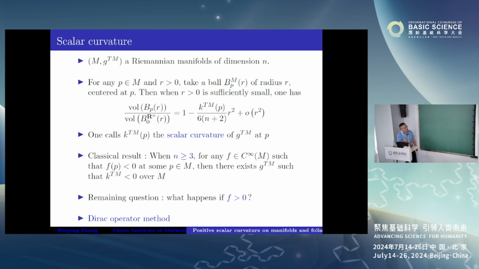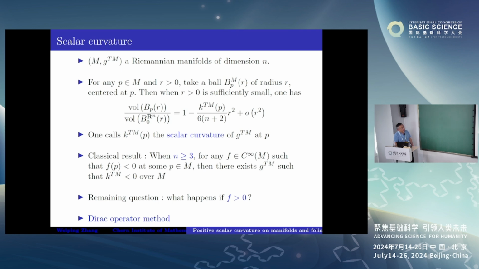This is the volume of this ball on the manifold, and this is the volume of the standard ball in Euclidean space with the same radius and center at the origin. When r tends to 0, there is an asymptotic formula, which determines, for any point, this number. So this number is defined for any point, and thus defines a function on the manifold. It is called the scalar curvature associated to this metric. In some sense, it is the weakest invariant associated to the metric, reflecting how curved the manifold is.